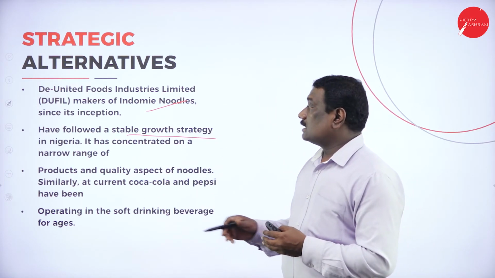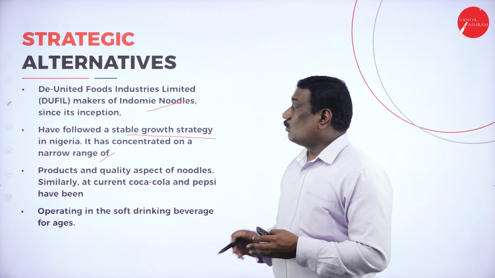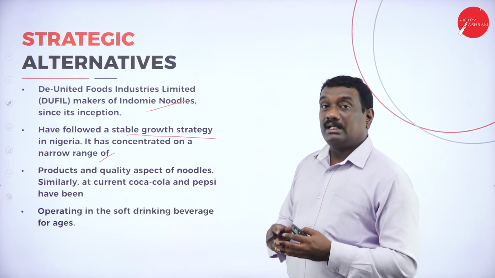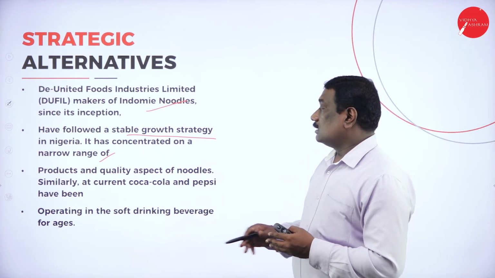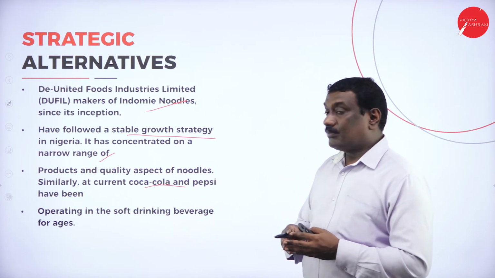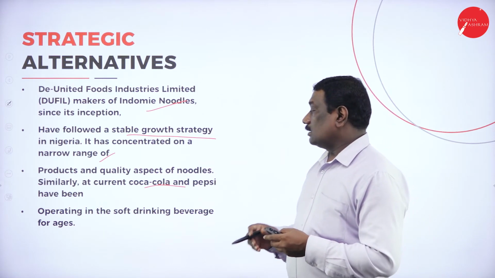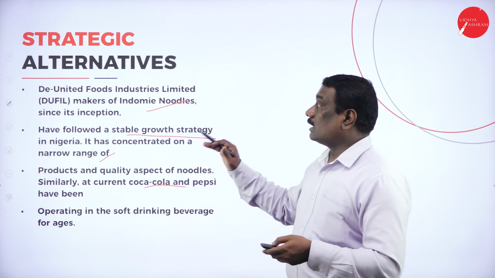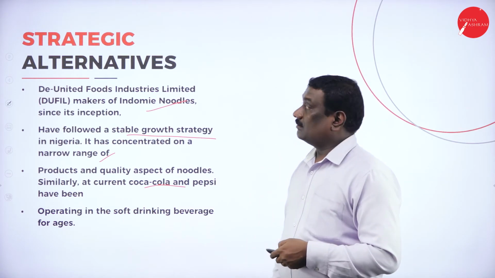since its inception, have followed a stable growth strategy in Nigeria because they concentrated on a narrow range of products as well as the quality aspects of noodles. Similarly, you can see Coca-Cola and Pepsi also have been operating in soft drink beverages for ages because they have developed the strategy called the stability strategy.